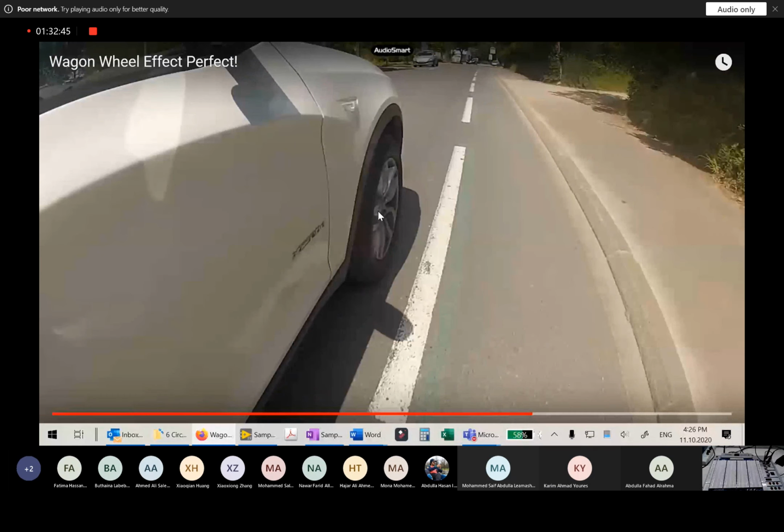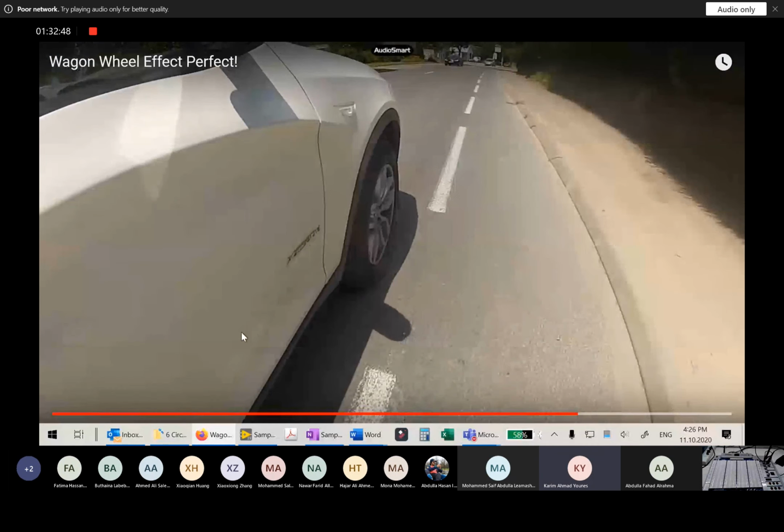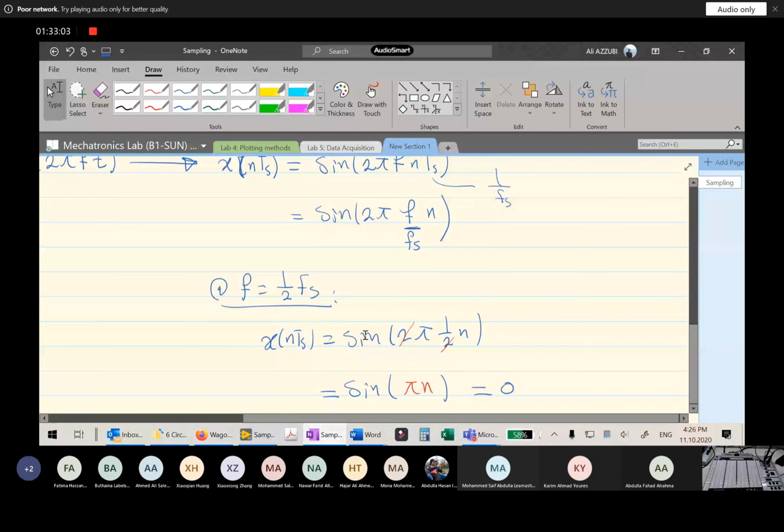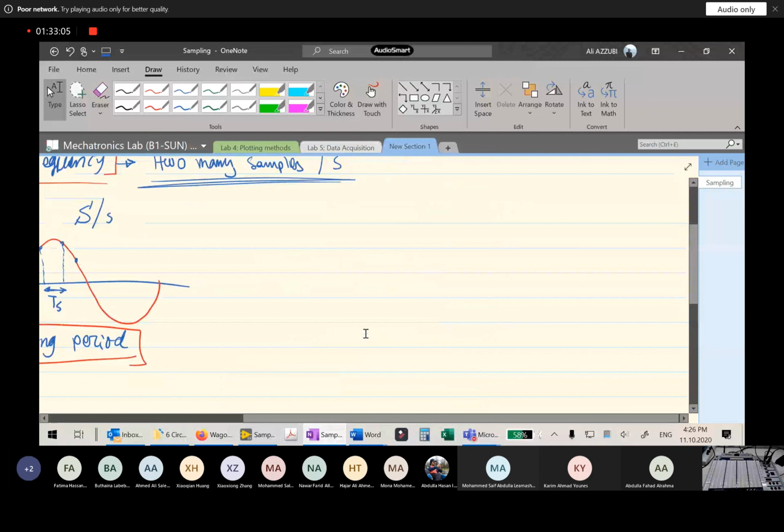Why does the wheel look like it's fixed? It has to do with the frequency of light or something like this. Yes, how frequently we see frames per second. Exactly. So here you have a camera. Usually cameras take how much? They take 30 frames per second. 30 frames per second, or this is the sampling frequency. Frames per second or samples per second is the same.